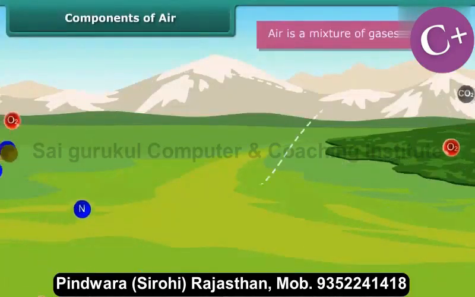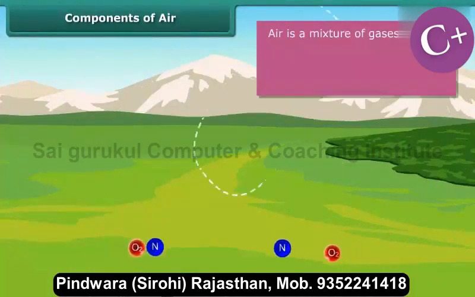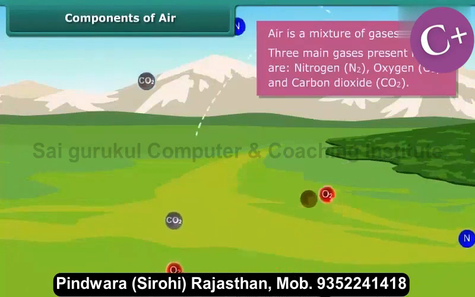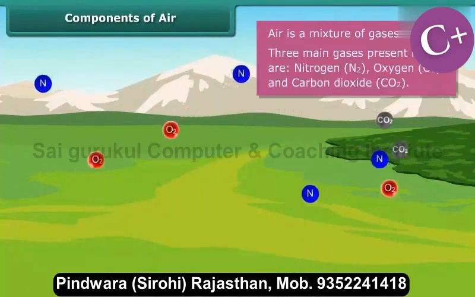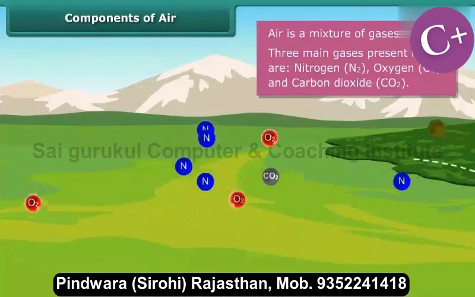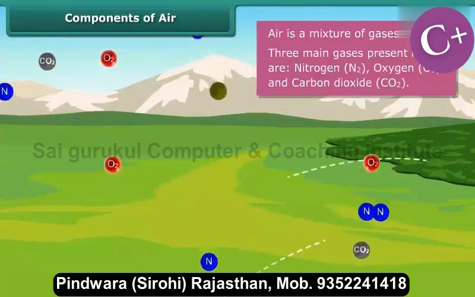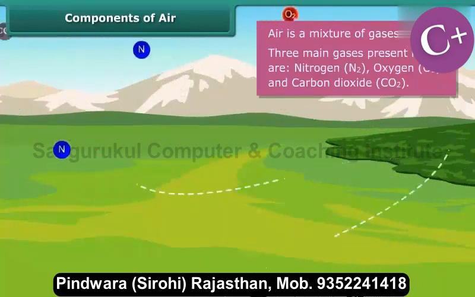Air is a mixture of gases. 3 main gases present in air are nitrogen, N, oxygen, O, and carbon dioxide, CO2.